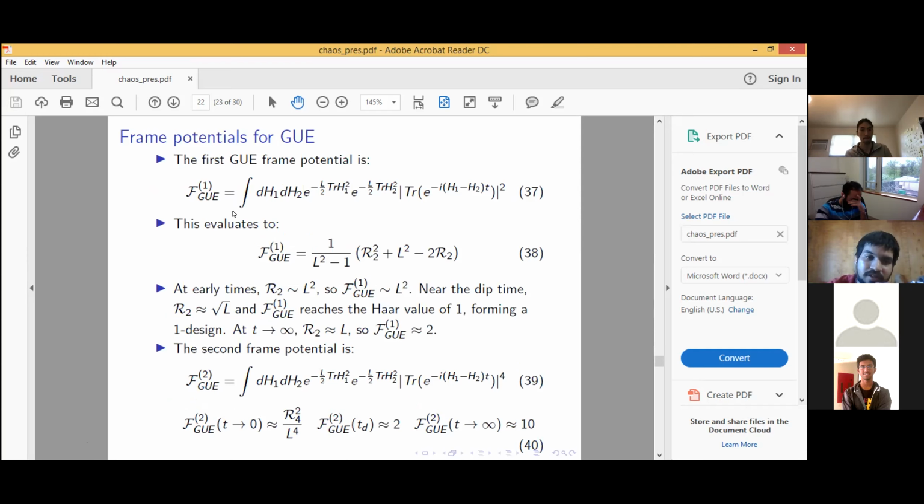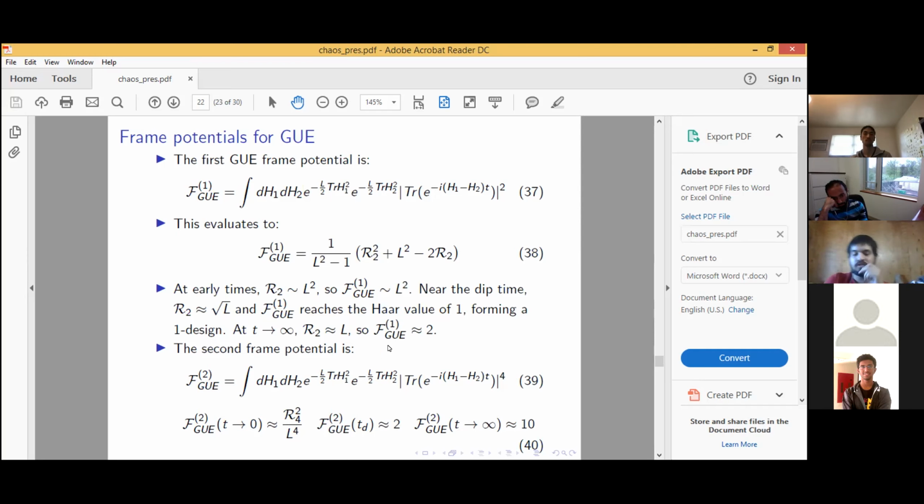So the first frame potential evaluates to this object. These are for the GUE, by the way. So the first frame potential evaluates to R2 square plus L square minus 2RT divided by L square minus 1. So at early time this goes as L square, and near the dip time, that's root L, we observe that the frame potential reaches a value of 1, which is the Haar value. And at the dip time, it forms an approximate 1 design. At late times, the value of R2 is L, and the frame potential value is 2.